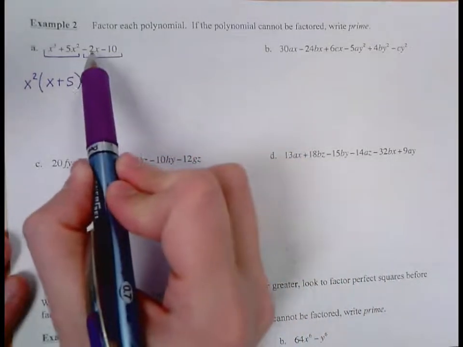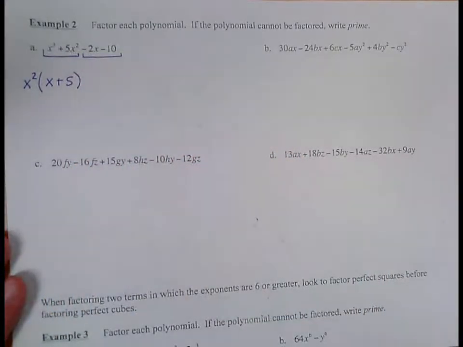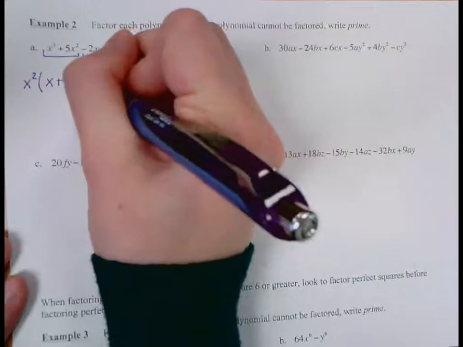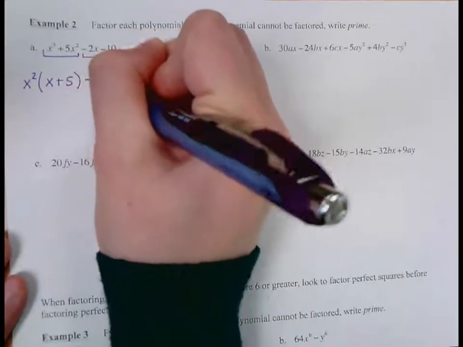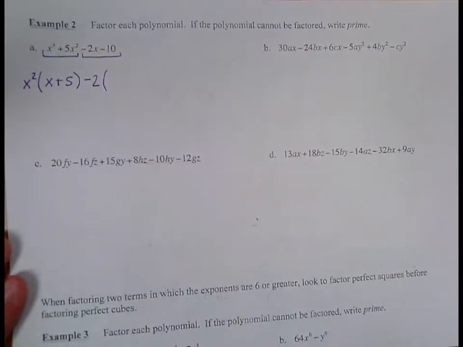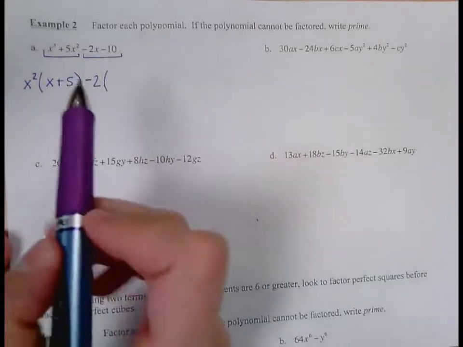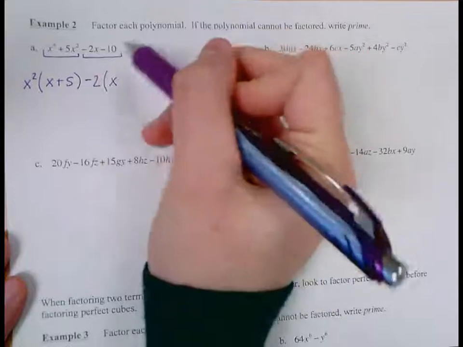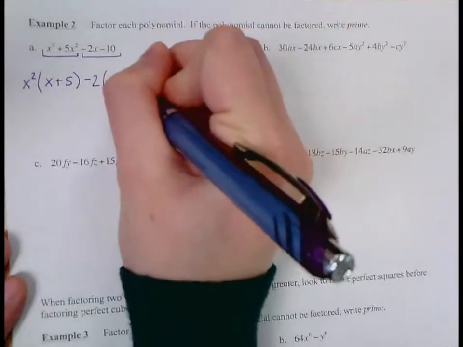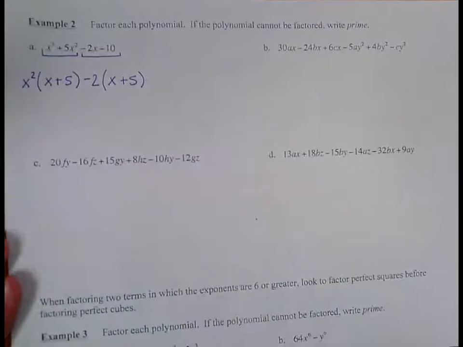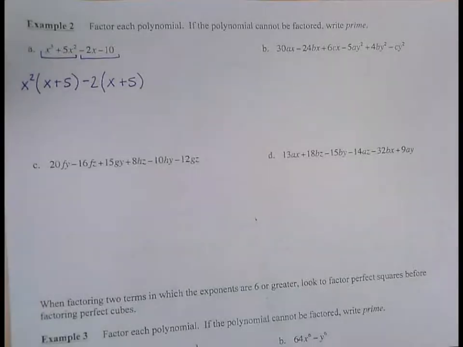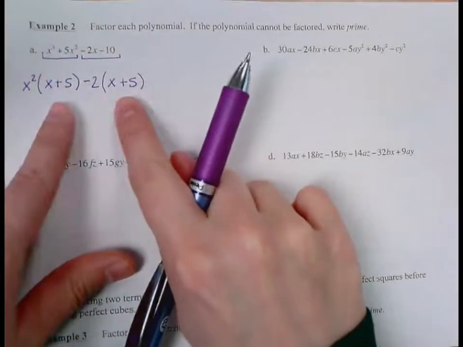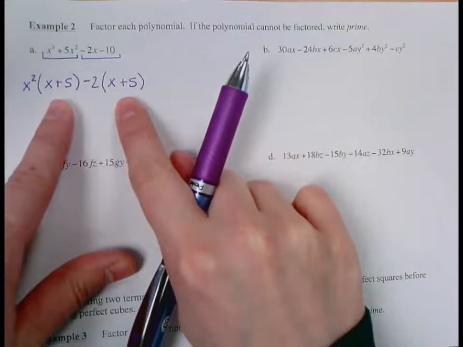Okay? Then, last two terms, what do they have in common? Negative 2. So I'm going to write after this minus 2, and in parentheses, what's left when I divide by negative 2. So negative 2x divided by negative 2 is a positive x. Negative 10 divided by negative 2 is a positive 5. So x plus 5. Grouping only works if your parentheses are the same.